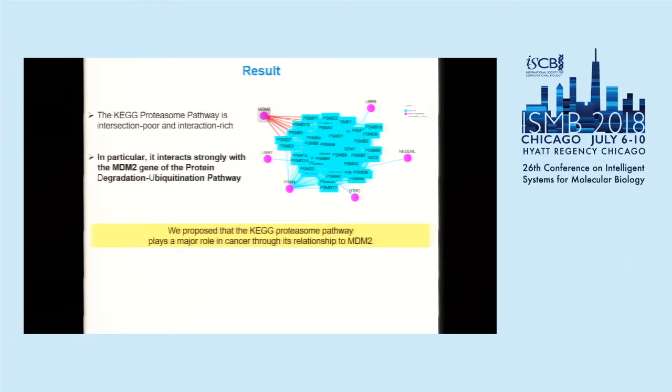So what did we end up finding with this particular exercise? As I said before, the KEGG proteasome pathway is intersection poor and interaction rich. In particular, it interacts strongly with the MDM2 gene of the protein degradation ubiquitination pathway. So therefore, we propose that the KEGG proteasome pathway plays a major role in cancer through its relationship to MDM2, something we found by looking at the enrichment in edges and not through the enrichment in genes. So something we found by looking through the edge space, essentially, and not in the nodes.